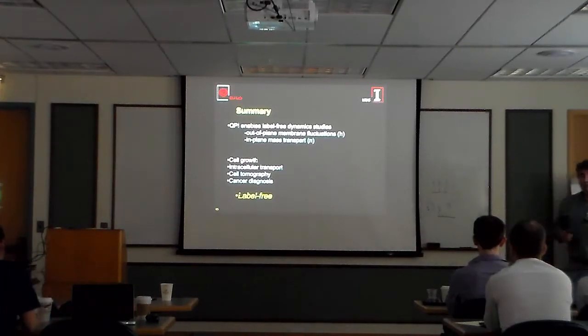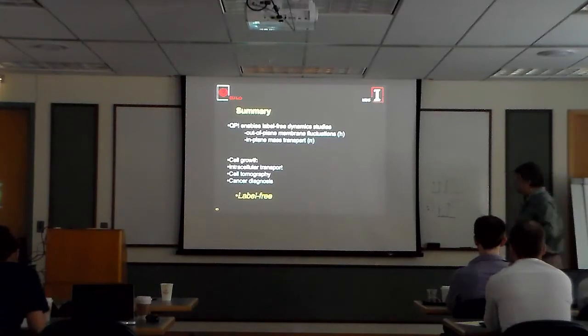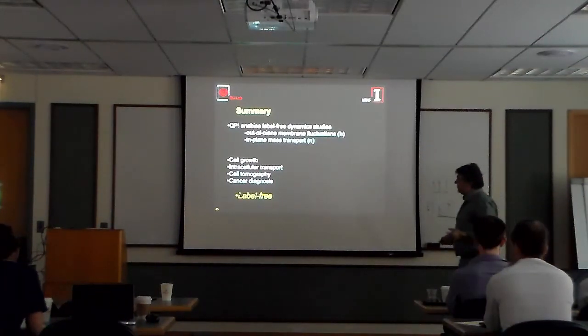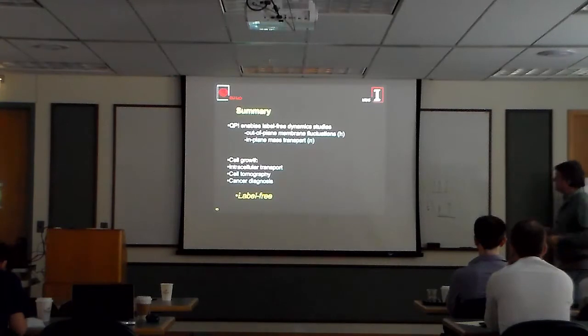So the quantitative phase imaging can give you fluctuations out of plane of thickness, which is what you saw in the red blood cell movies. It can give you in-plane mass transport, and that's kind of the dispersion relation that I showed you. And I talked about these applications. The important thing to remember is that this is label free, so you can monitor them without killing the cells for a long, long time.